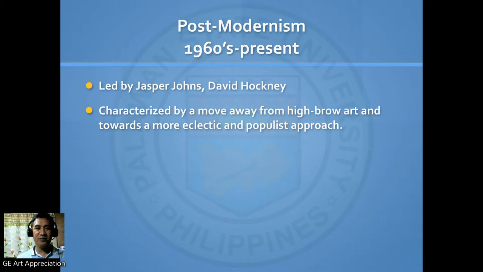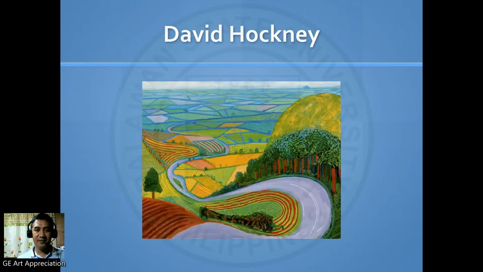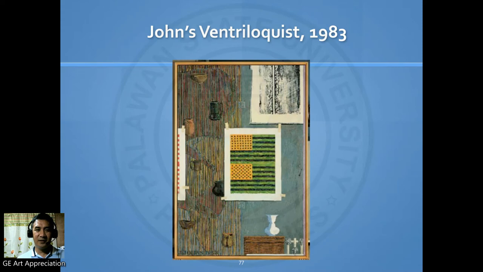We have postmodernism during 1960s to present. It is led by Jasper Johns and David Hockney, and it is characterized by a move away from highbrow art and towards a more eclectic and populist approach. David Hockney. Johns, Ventriloquist in 1983.